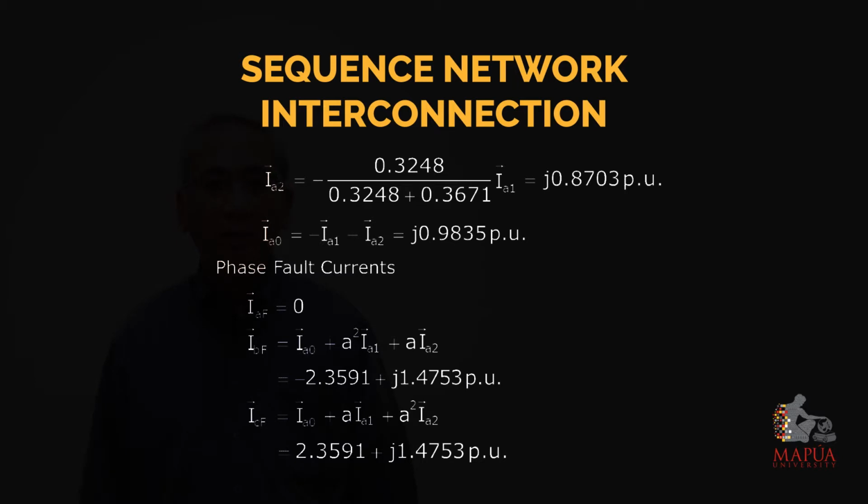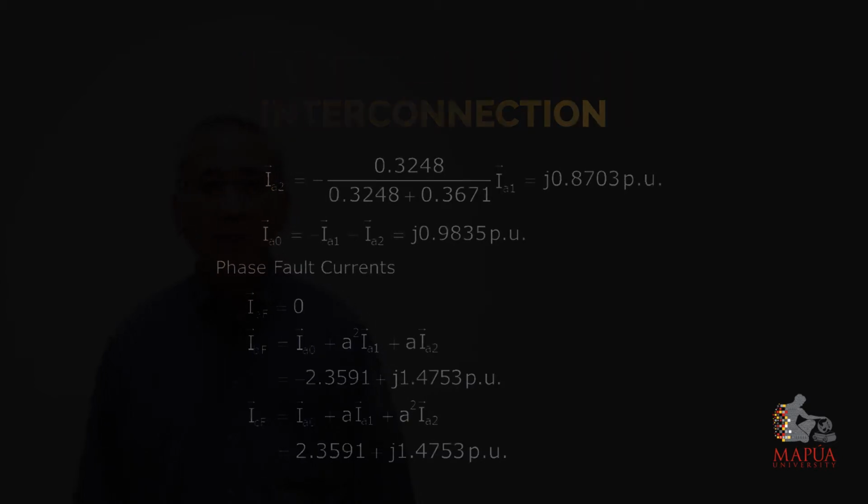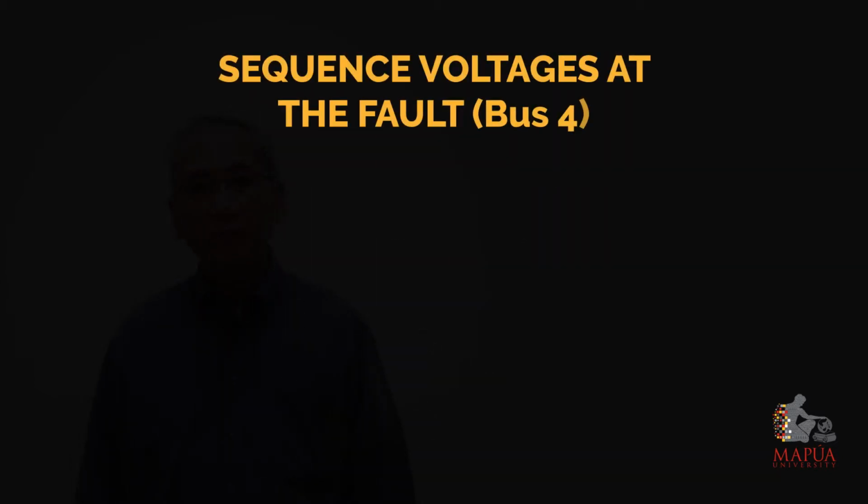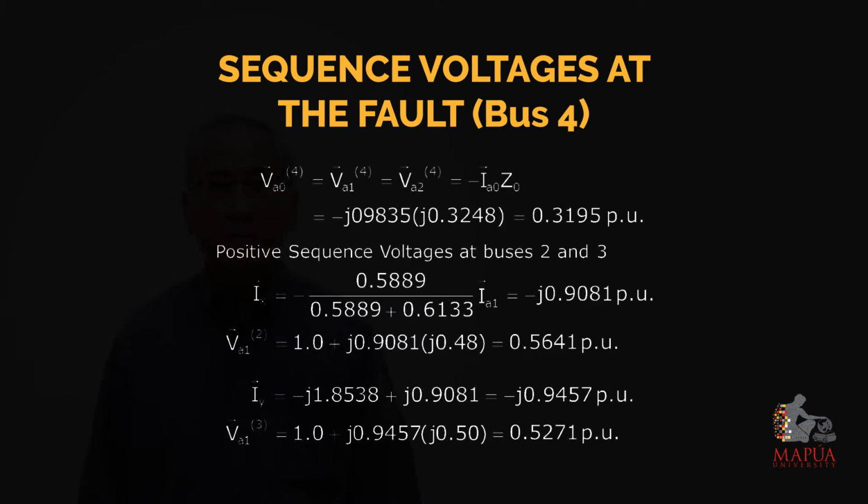ICF is equal to IA0 plus IA1 plus A square IA2, to be equal to 2.3591 plus j1.4753 per unit. Now, solving for the sequence voltages at the fault, that is at bus 4, VA0 at bus 4 is equal to VA1 at bus 4, equal to VA2 at bus 4, equal to negative IA0 times j0. And that gives us negative j0.9835 multiplied by j0.3248 to be equal to 0.3195 per unit.